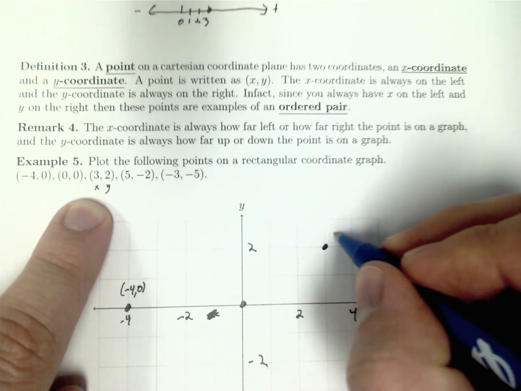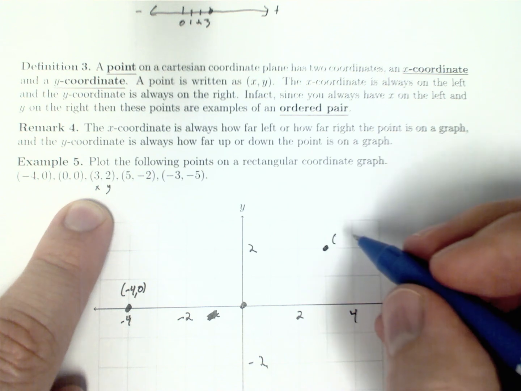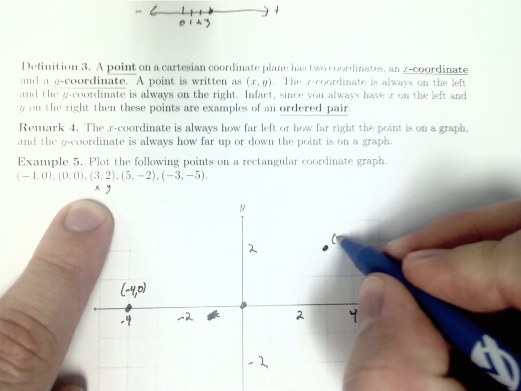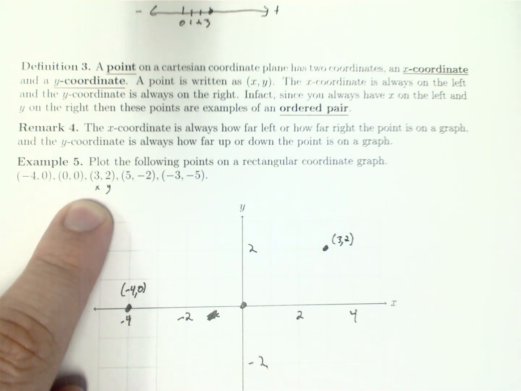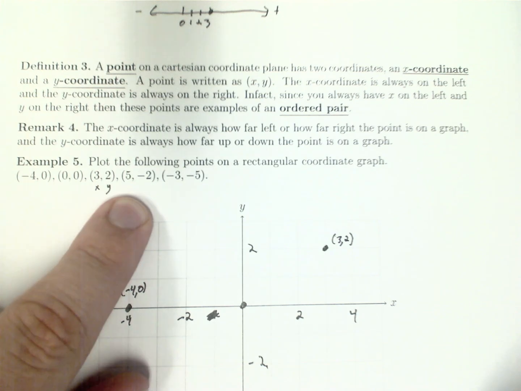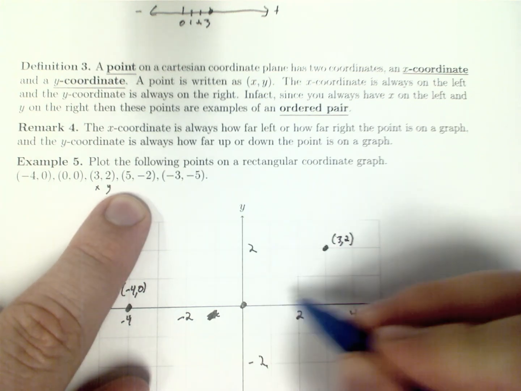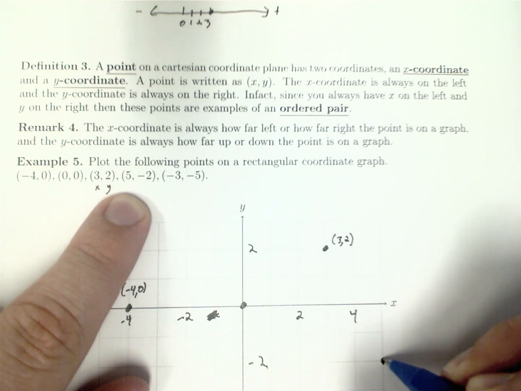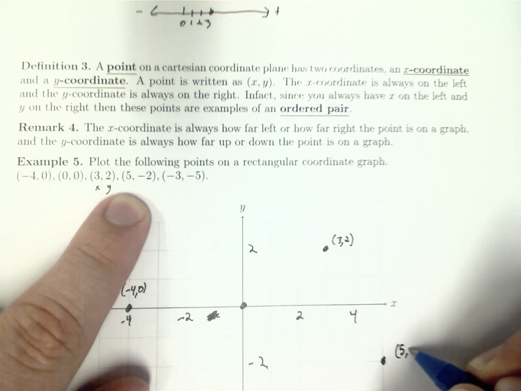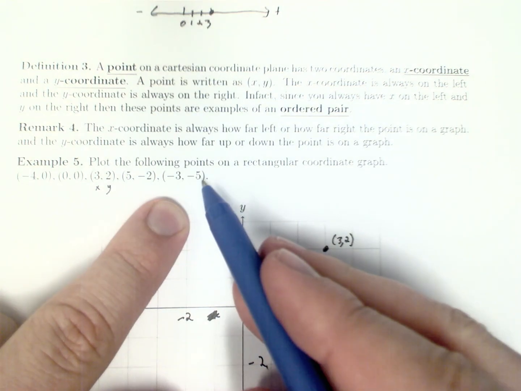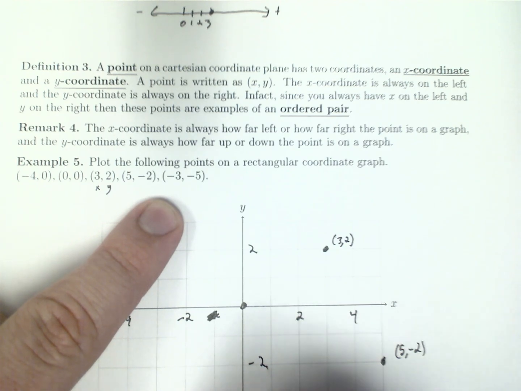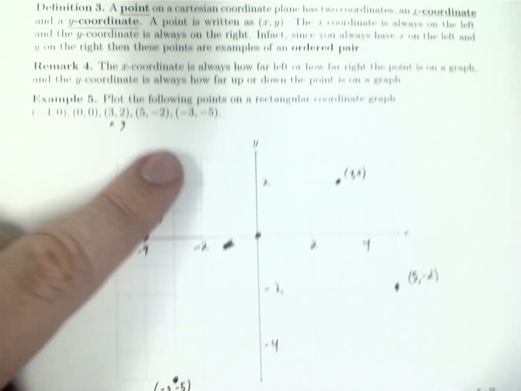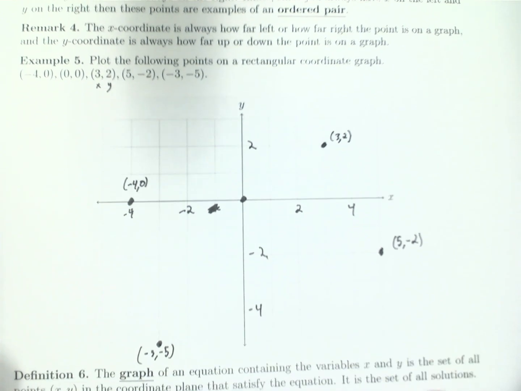If you don't have very well labeled axes, or maybe it's off, it's just a good idea to label your point when it's not on the axes or right in the middle. 5, negative 2 means go right 5 and go down 2. We're on the edge here. The last one is negative 3, negative 5, so go left 3 and down 5. Again, always a good idea to label your points.